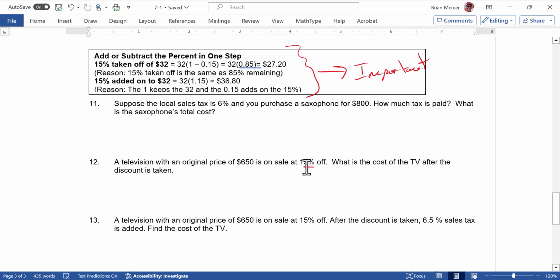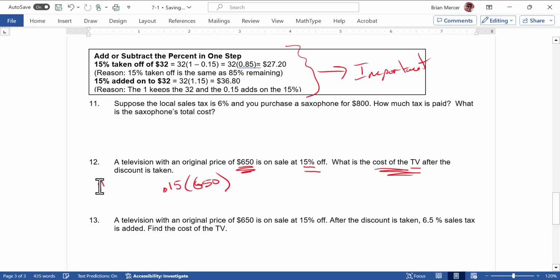If you take 15% off and you want to know the cost of the TV, so whether it was 15% off or whether it was a 15% tax, or in other words, it's 15% more than that. The point is, you read it carefully to say, we have a television that's priced at $650, and we want to know the new price, the new cost, after you've taken off 15%.